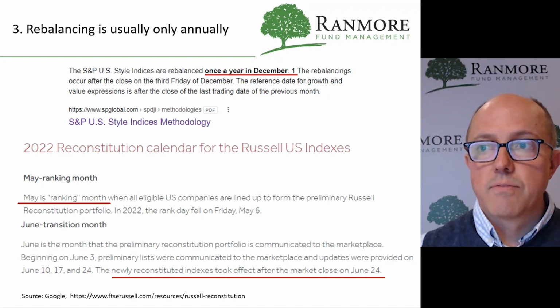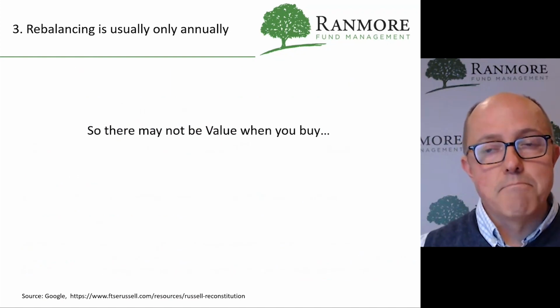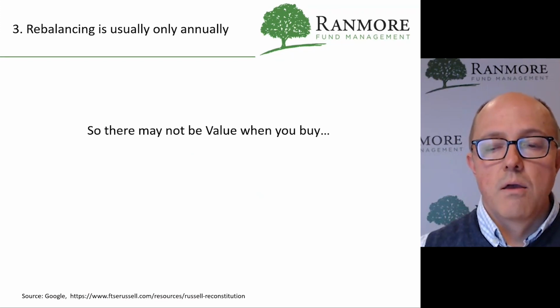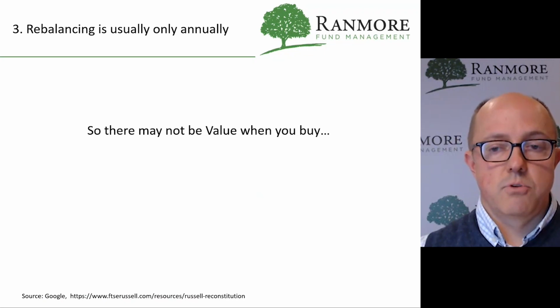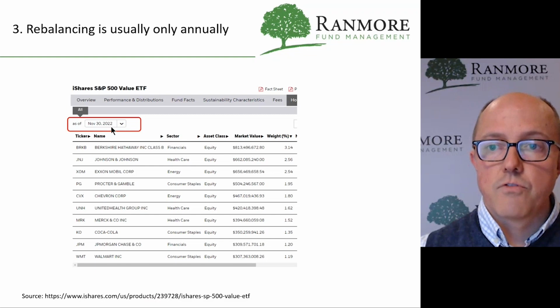Now, what was quite interesting, given the timing of S&P and the fact that rebalancing is usually only annual, means there may not be value when you buy. If you are buying 11 months away from a rebalancing, what you're actually buying might change quite suddenly, and that's actually happened. So this is the iShares S&P 500 Value ETF, which benchmarks itself to the S&P 500 Value Index. And you can see here, this is the end of November. We got Berkshire Hathaway, Johnson & Johnson, ExxonMobil, Procter & Gamble, Chevron, United Health, Merck, Coca-Cola, JP Morgan, and Walmart.